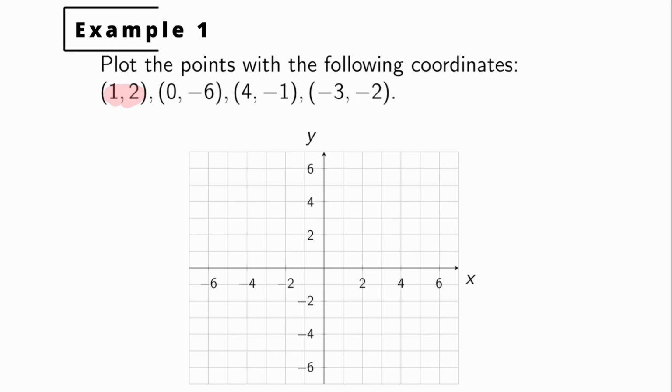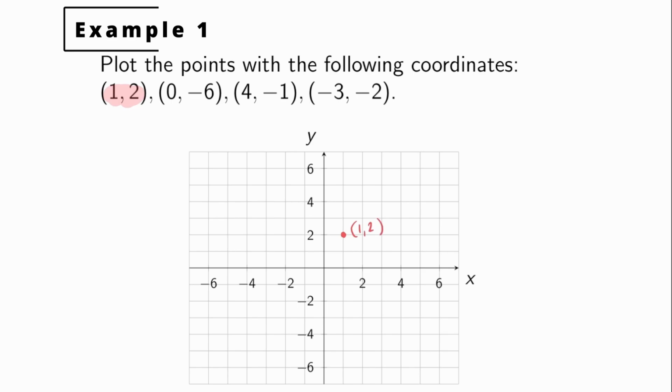So the point with x-coordinate 1 and y-coordinate 2: x is 1 here, y is 2 here, so it would be right here. X is 1 and y is 2. So it's this spot right here. And again, I'll write this as (1, 2).